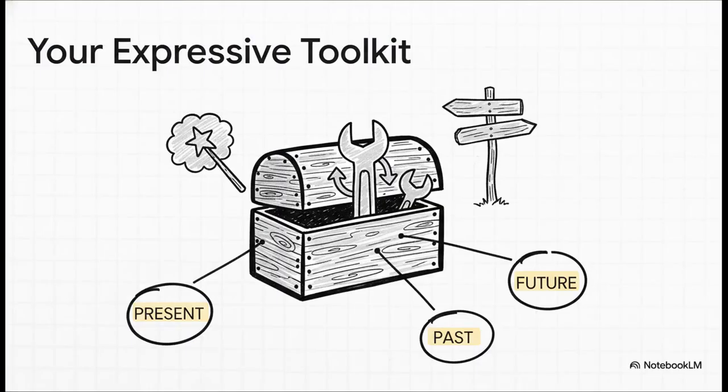So let's just do a quick recap of your new expressive superpowers. With the present subjunctive, you can talk about your current hopes and wishes. With the past tenses, you can explore alternate realities and what could have been. And with the future tenses, you can navigate all the what-ifs that lie ahead. See, you didn't just learn grammar, you've unlocked a whole new level of communication.